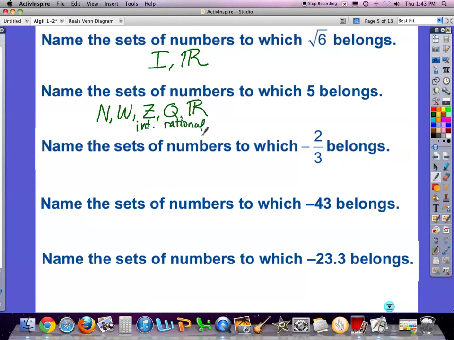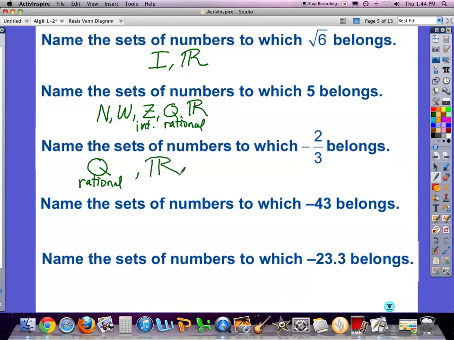Okay, negative 2/3. This number right here. It's already a fraction. Rational. So once again, I'm going to get it right the first time. Q, or rational. And then, of course, it's also a real number.